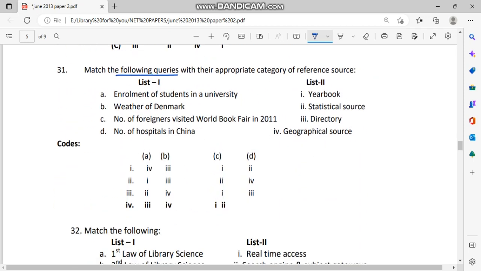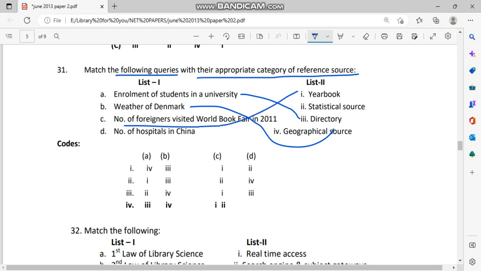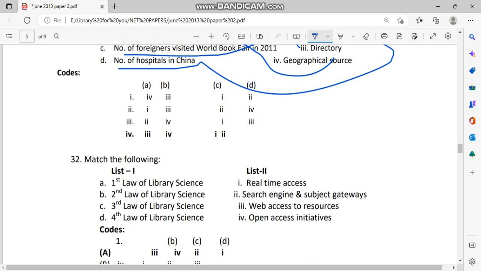Match the following queries with the appropriate category of reference sources. Enrollment of students in a university is known by the directory. Weather of Denmark by the geographical sources. Number of foreigners visited World Book Fair in 2011 is known by the yearbook. Number of hospitals in China, statistical sources.